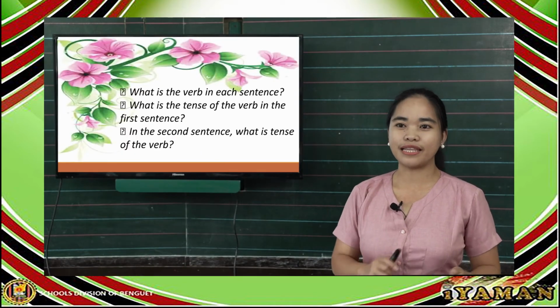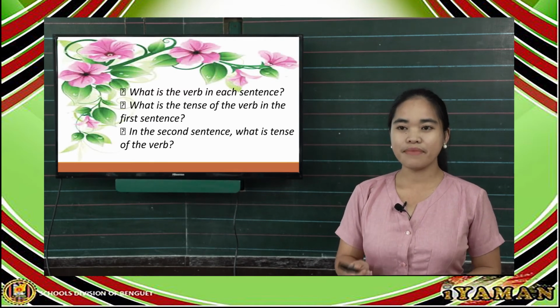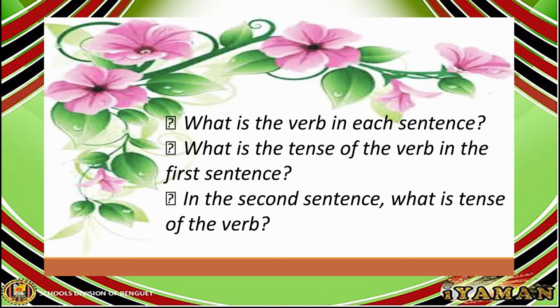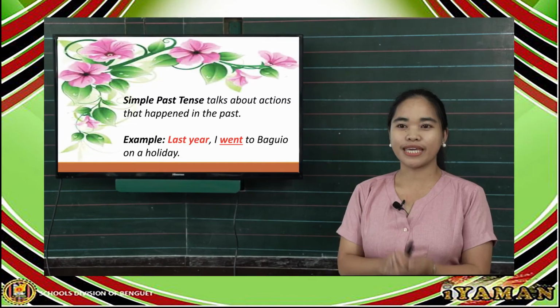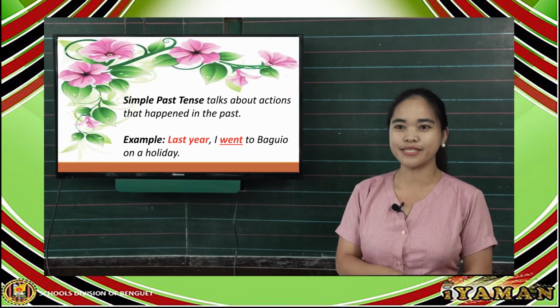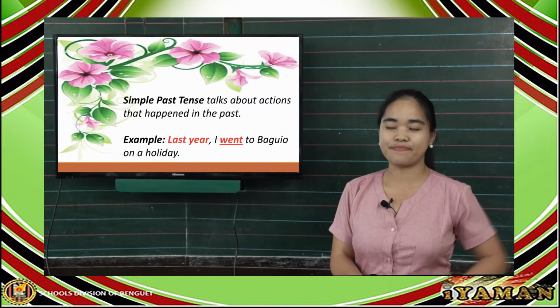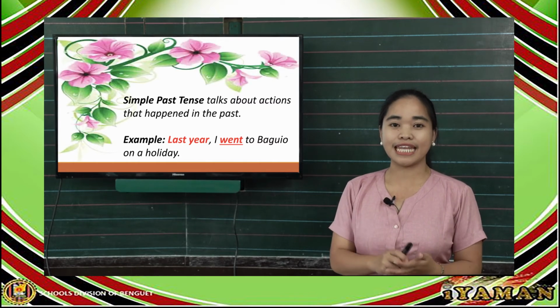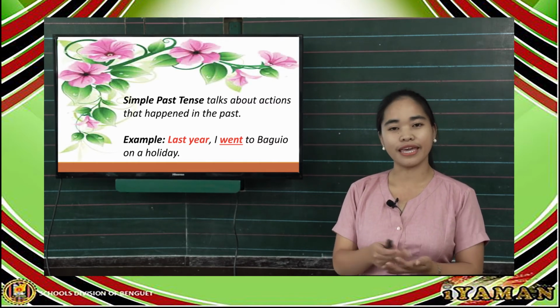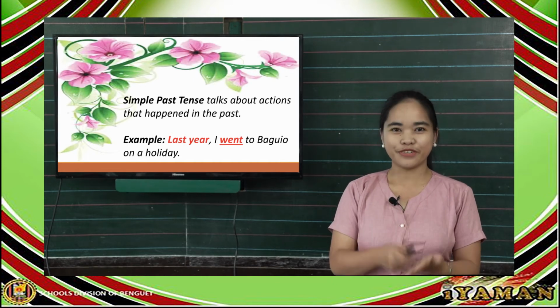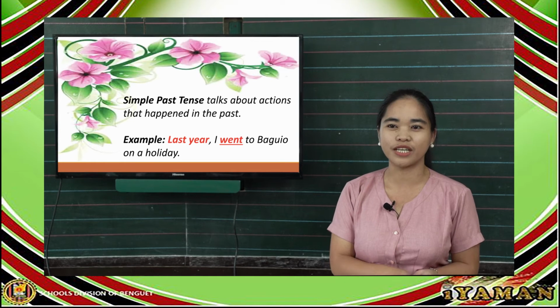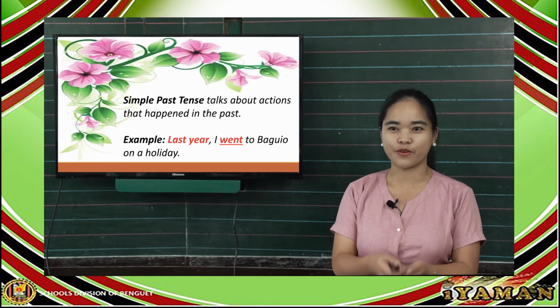Now, take a look at the following sentences. This time, I would like you to identify what is the verb in each sentence. Second, what is the tense of the verb in the first sentence? And what about in the second sentence? So here, I would like you to go over these answers as you go through today's lesson. Now let's see. An action can be done anytime. It could be in the past, in the present, or in the future. But for now, we're going to focus our discussion on the simple past and the past perfect tense.